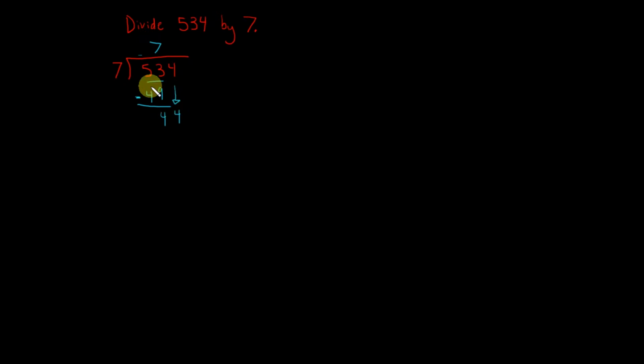And then 7 goes into 44 how many times? That would be 6 times, and 7 times 6 is 42. So 42 minus 44, and then 2. And then you can't really do anything else. If you wanted to, you could add a decimal and then start going to how many decimal places it would be. But we're going to just say that this here, the 2, is our remainder. So whatever you're left with at the bottom is the remainder.